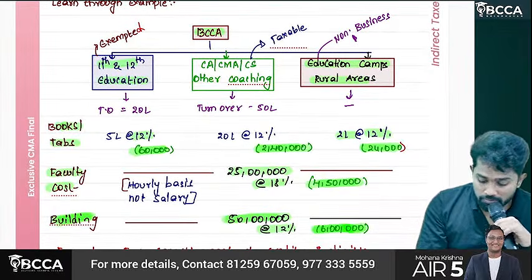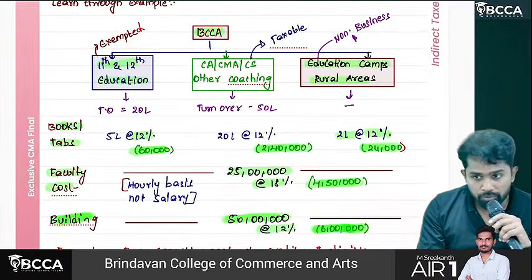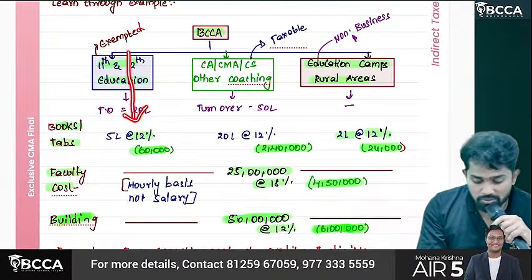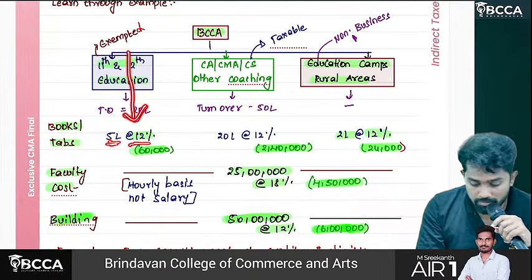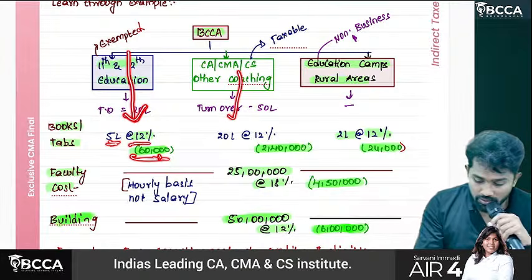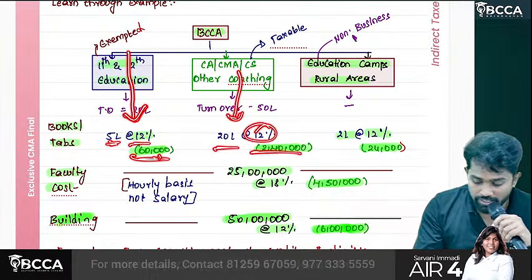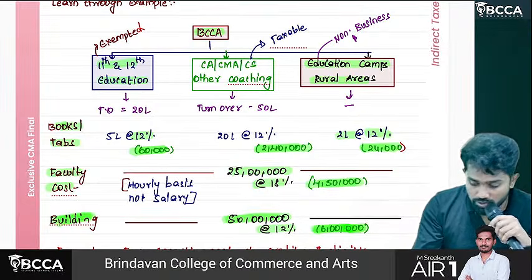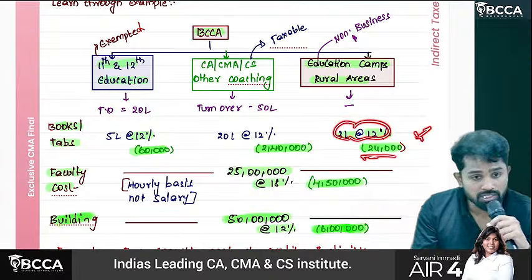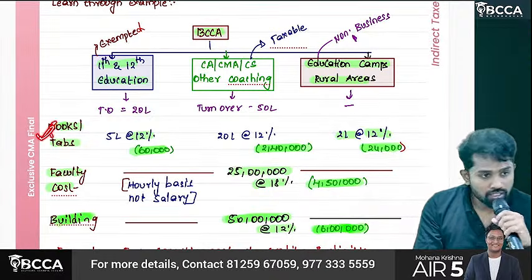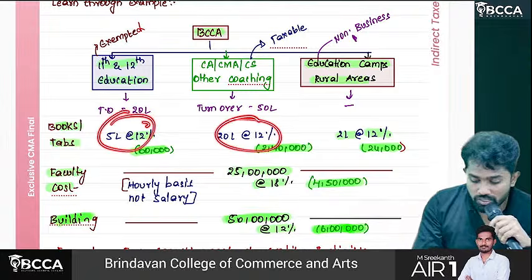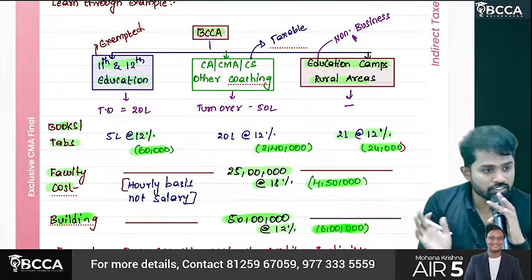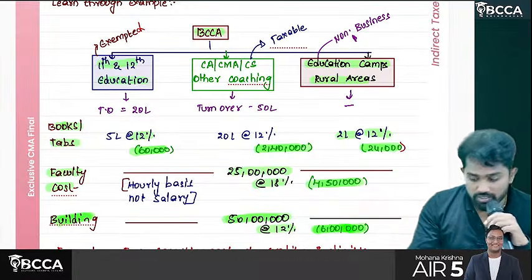Now, sir, books or tabs are being provided for these classes. Exclusively related to 11th and 12th, 5 lakhs worth of books. On them the ITC is how much? 60,000. Related to ICMAI coaching, 20 lakhs. On that the ITC is how much? 2 lakh 40. Then for non-business educational camps, 2 lakhs at a rate of 12%, it is 24,000. Sir, understood? So these books are specifically related to each activity, not common: separate books for intermediate, separate books for ICMAI coaching, and separate for non-business.